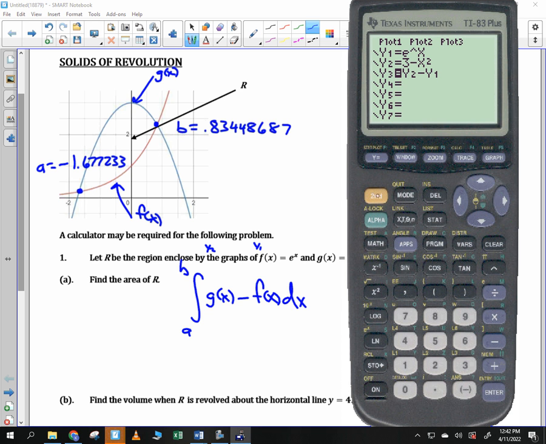Okay, so let's do second, calculate, number 7, and let's find that area. For my lower limit, I'm going to type the negative 1.677233, and for my upper limit, I'm going to type in 0.83448687.